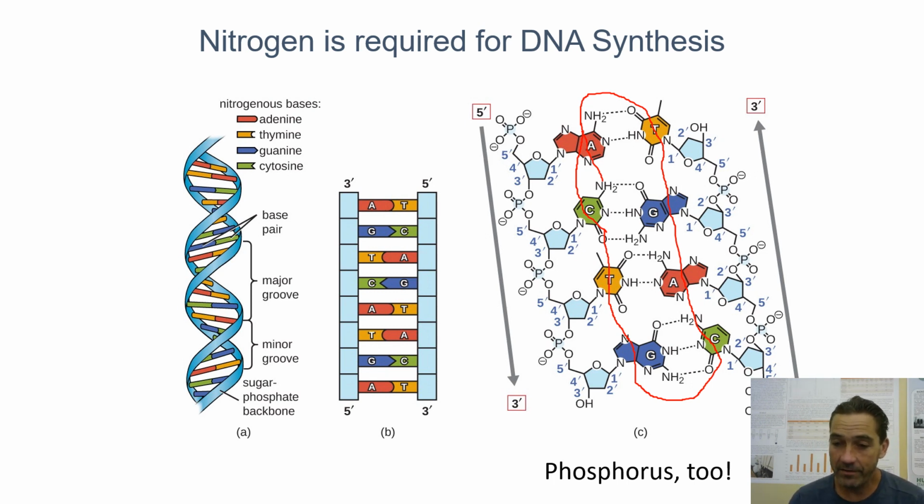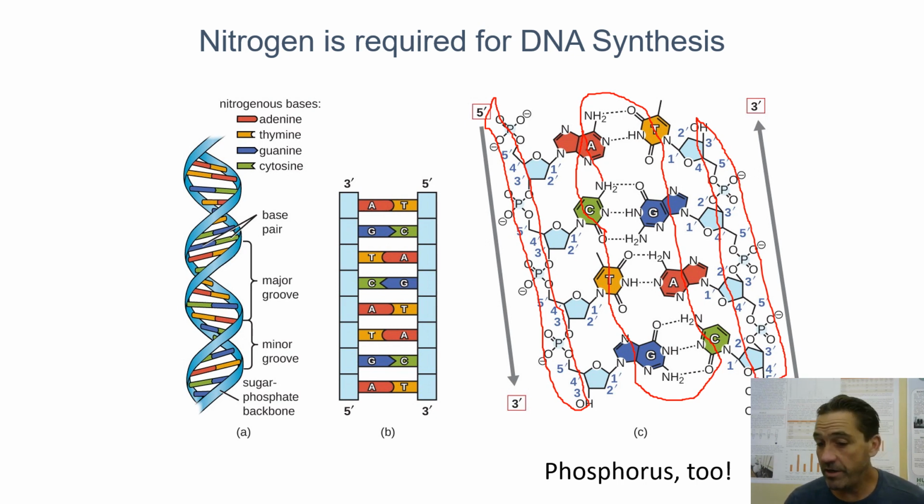Also, if we look at the strand, we see that the backbone on both sides is made up of phosphorus. So phosphorus is also important in cell replication. So we need both nitrogen and phosphorus to replicate cells, along with other elements that are required in the cell.